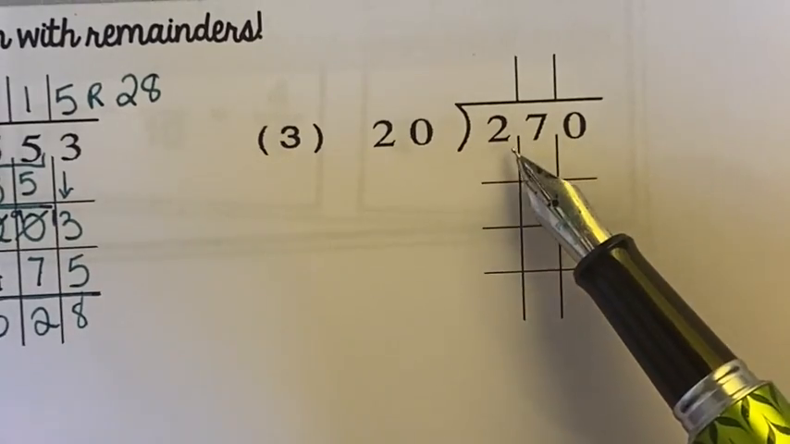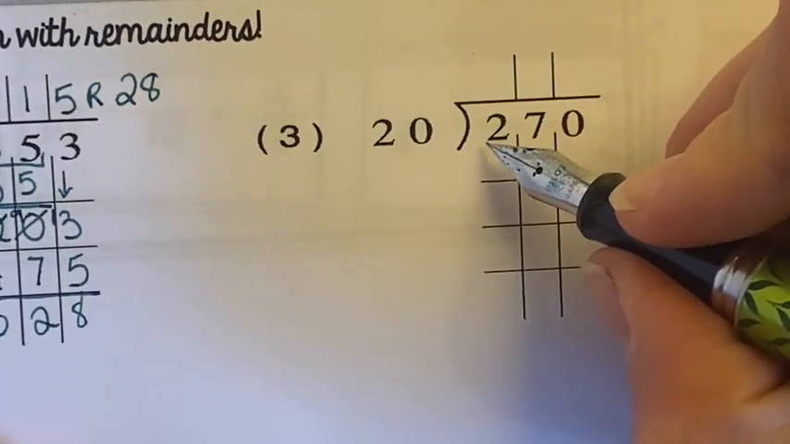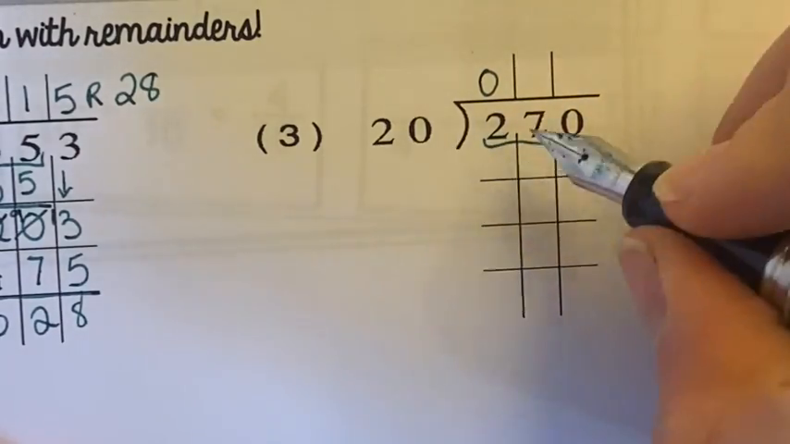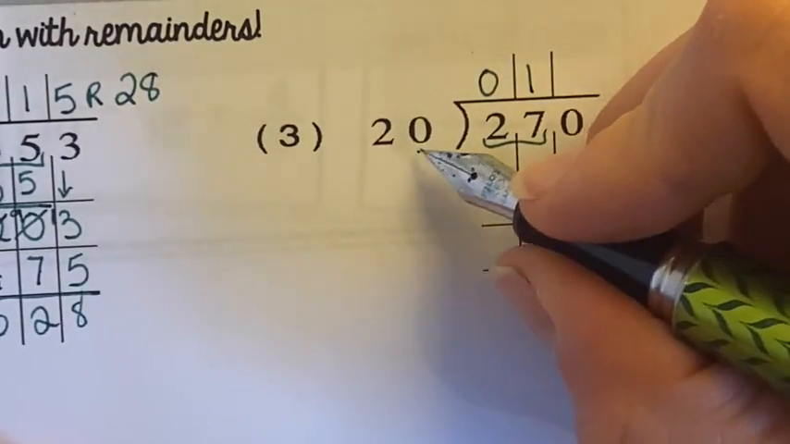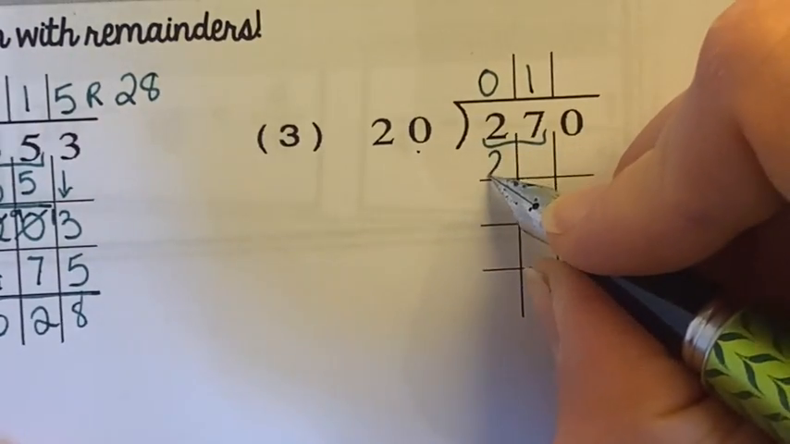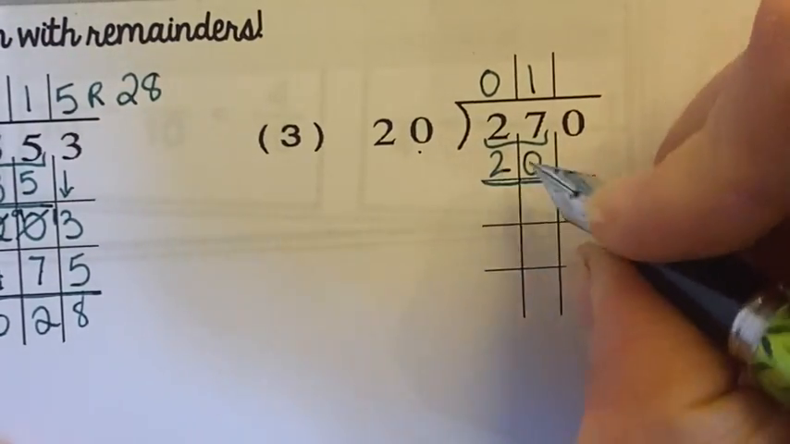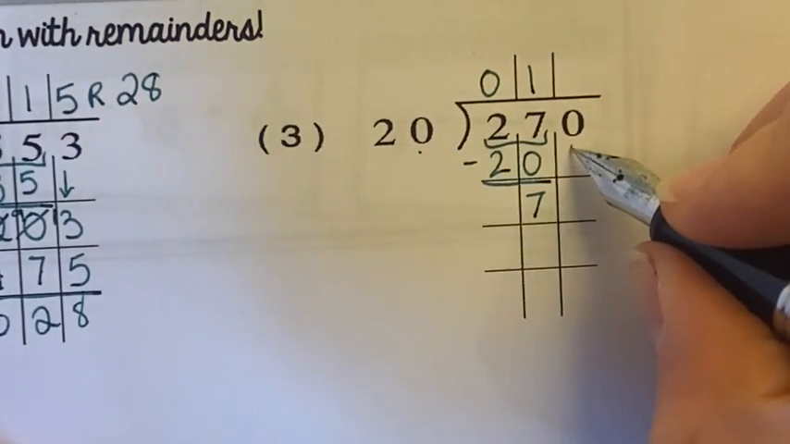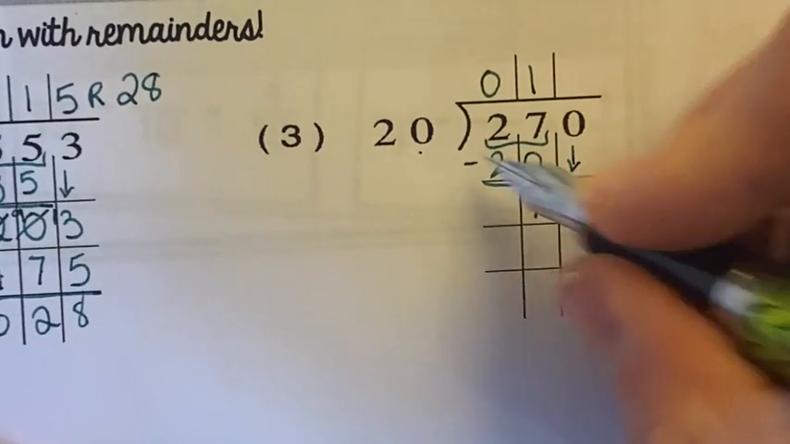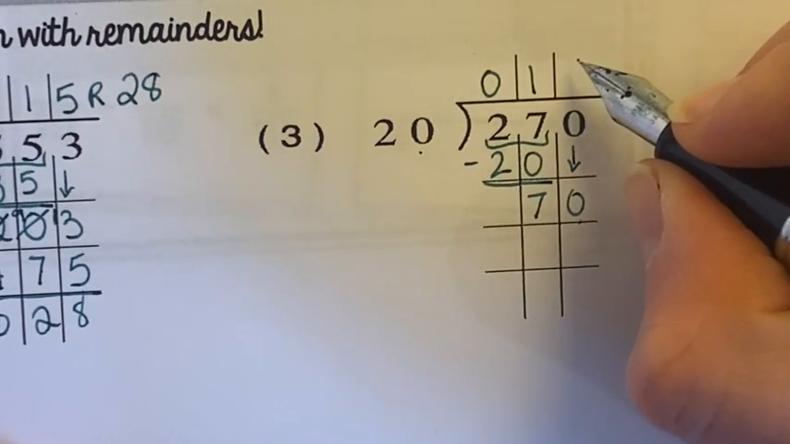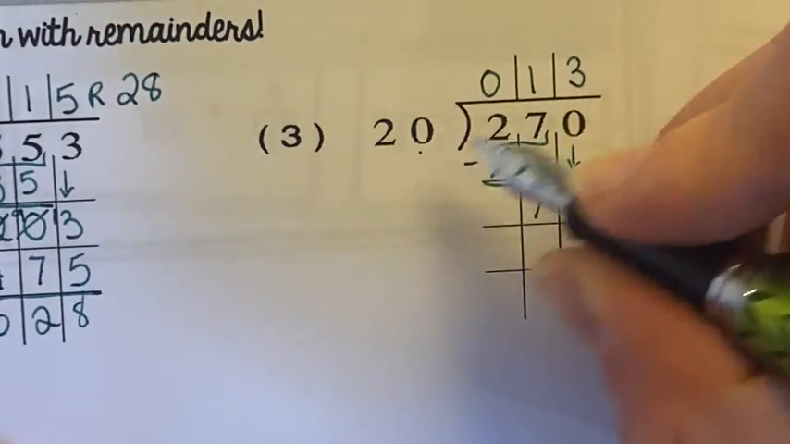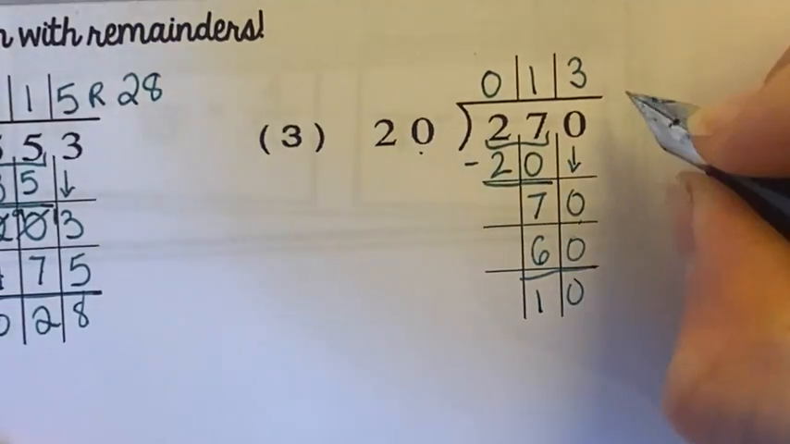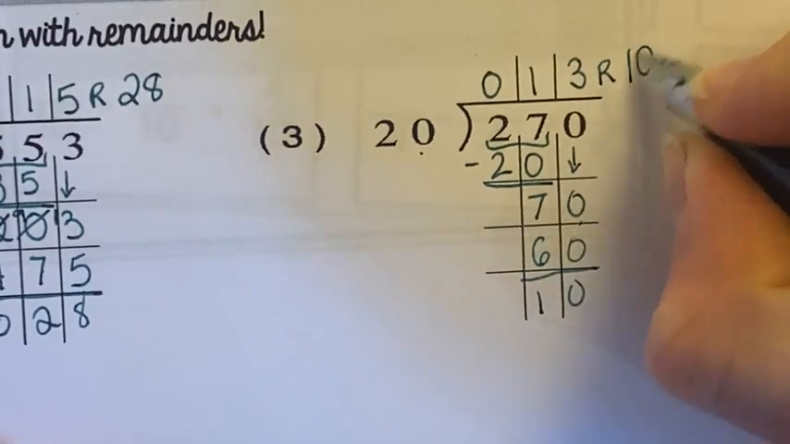How many times does 20 go into 270? So I know that 20 goes into 2 0 times. I look at my next number. 20 goes into 27 1 time. 20 times 1 is 20. I'm going to subtract to get to 7. 20 does not go into 7, so I'm going to bring down this 0. 20 goes into 70 3 times, and then 20 times 3 is 60. Now I subtract to find a remainder of 10.